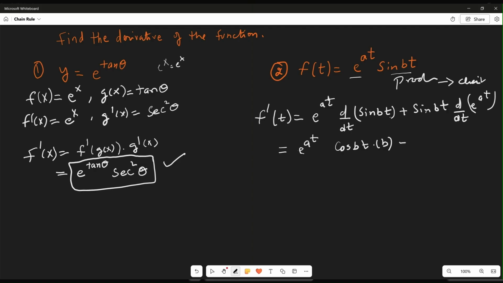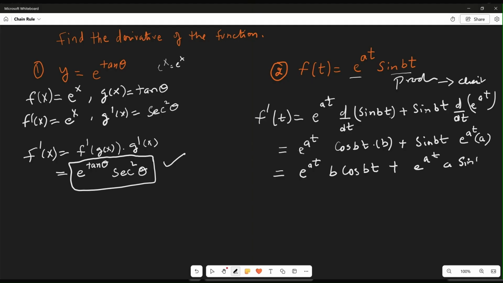Same thing here, plus sine bt. Chain rule applies here because the derivative of e to the x is e to the x, but now a constant is associated to this. So this is again e to the at, but we take the derivative of this inner function of t, which is a. So we have e to the at times b cosine bt, plus e to the at times a sine bt. You can write it either way.